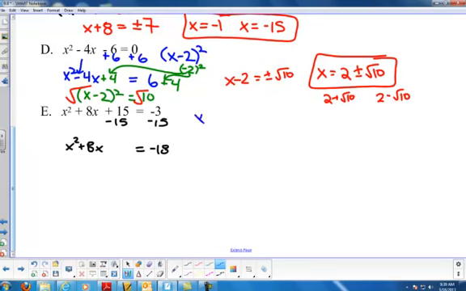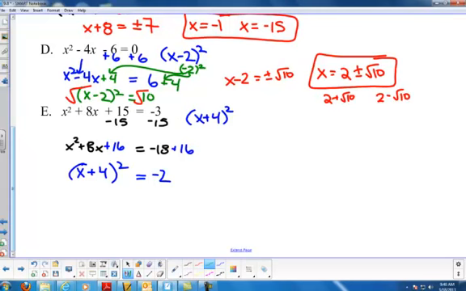Half of 8 is 4. So we know that it's going to be x plus 4 squared. And that means we need to add a 16 to both sides. So we have x plus 4 squared equaling negative 2.